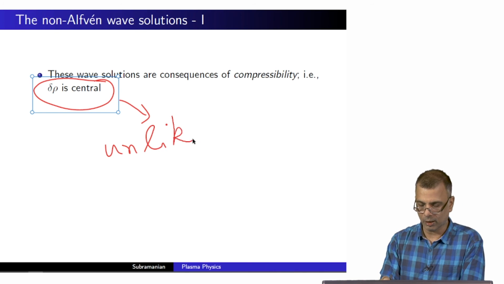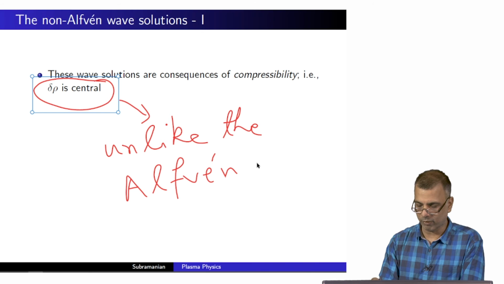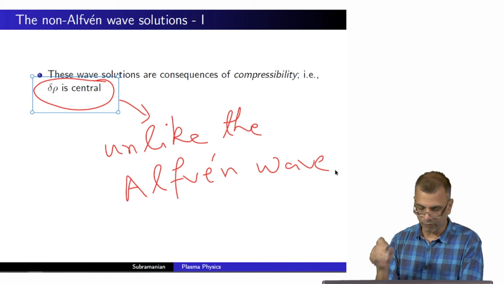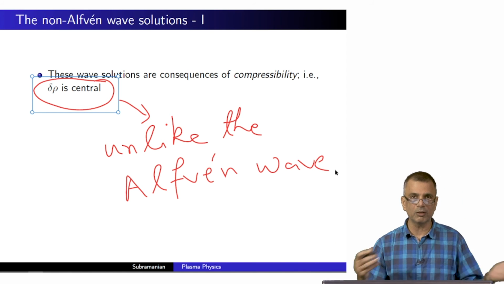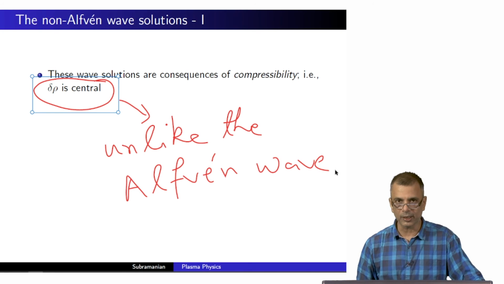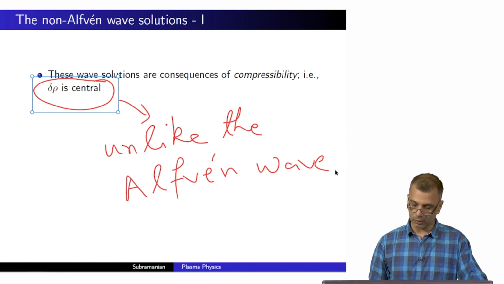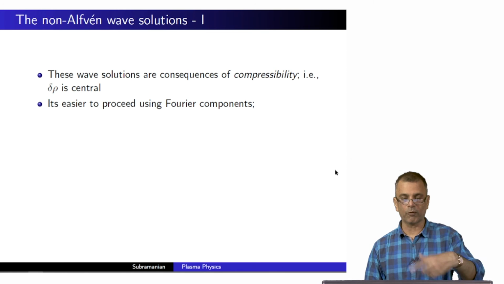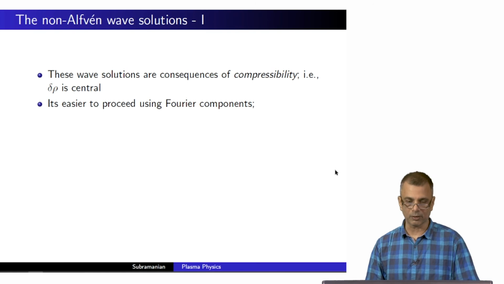Unlike the Alfvén wave, the Alfvén wave was incompressible. There was no need to invoke a delta rho and a delta p. Here, the delta rho is central, as we will see for these particular kinds of waves.